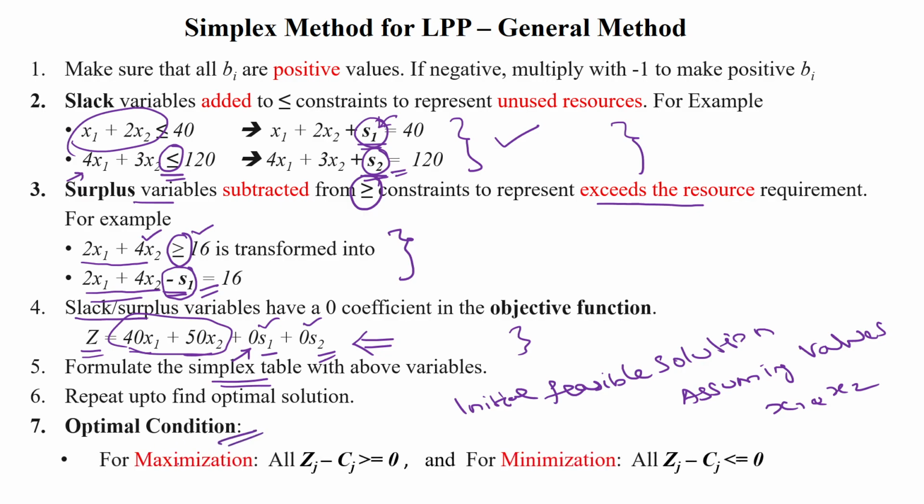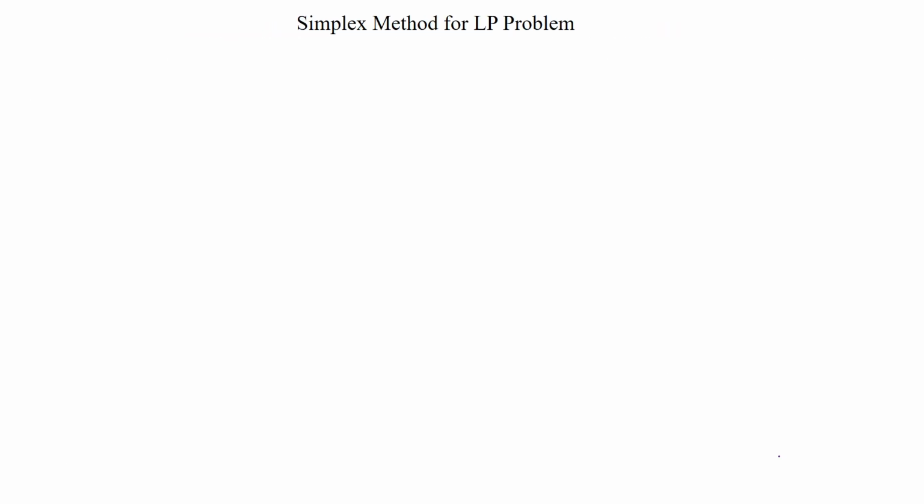The optimal condition for a maximization problem is zj minus cj greater than or equal to 0. Here zj is the value of the objective row, and cj is the coefficient used in the objective function. For a minimization problem, zj minus cj should be less than or equal to 0. Based on that, we are going to solve the problem.